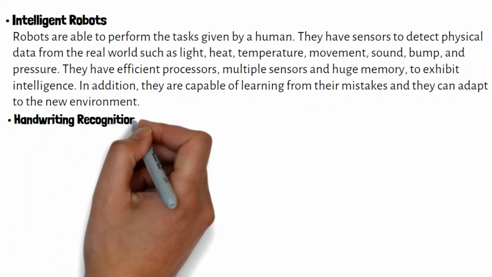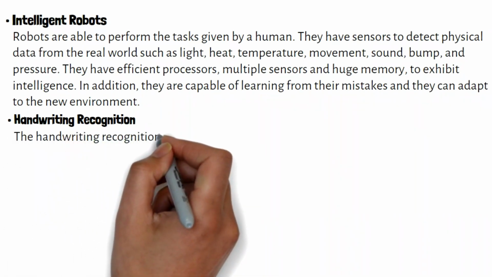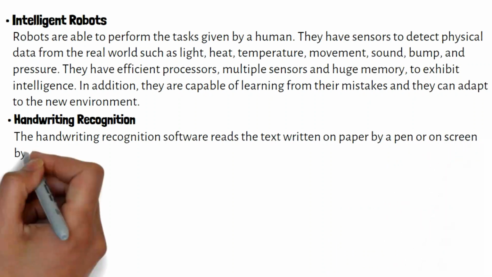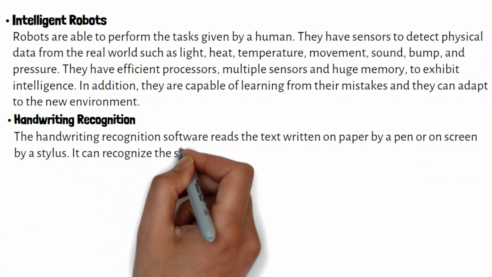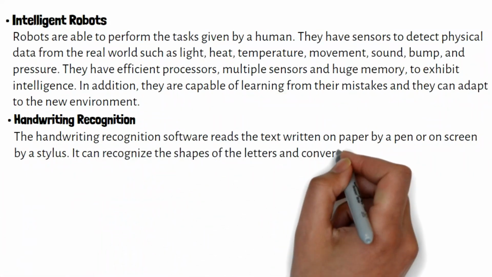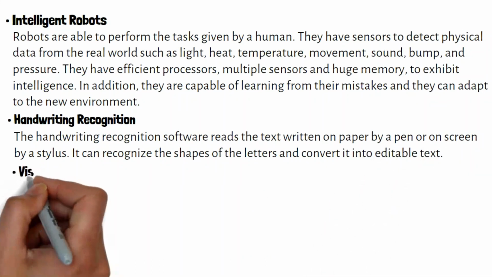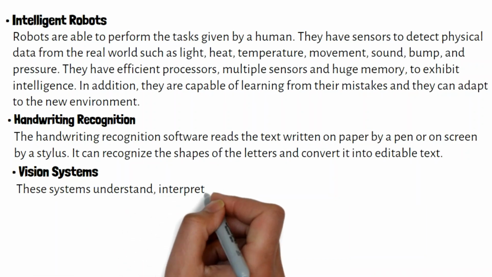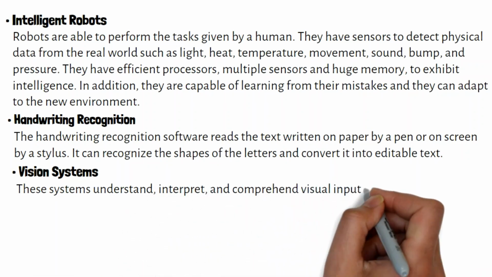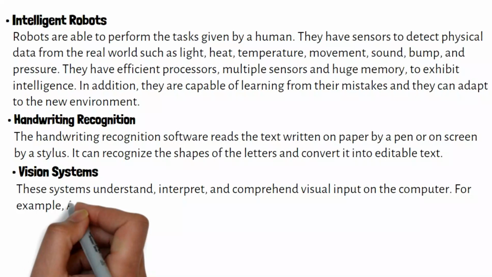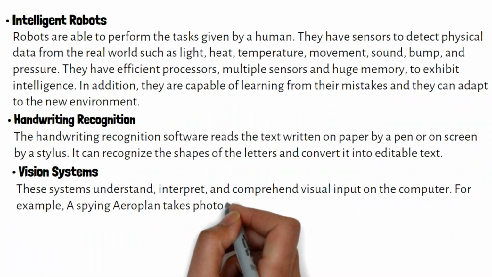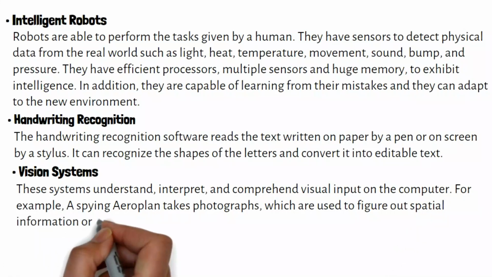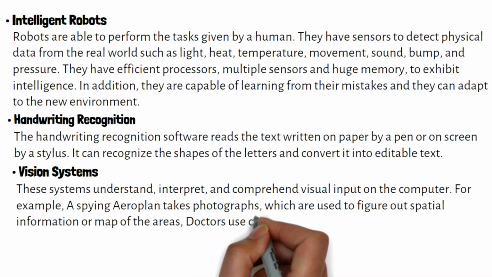Handwriting recognition. The handwriting recognition software reads the text written on paper by a pen or on screen by a stylus. It can recognize the shapes of the letters and convert it into editable text. Vision systems. These systems understand, interpret, and comprehend visual input on the computer. For example, a spying aeroplane takes photographs, which are used to figure out spatial information or map of the areas.